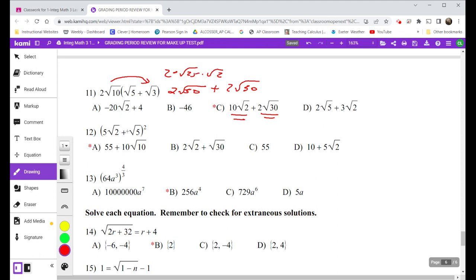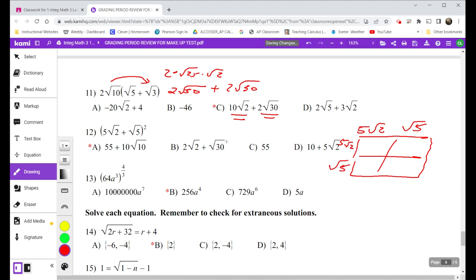This one, you can do the box method with. You can do 5 root 2 and then root 5, and then you can make your box here, your area model like that. Because it's squared, on the other side you're going to do 5 root 2 and then root 5. Then you multiply in through there, and it'll get you that answer right there.